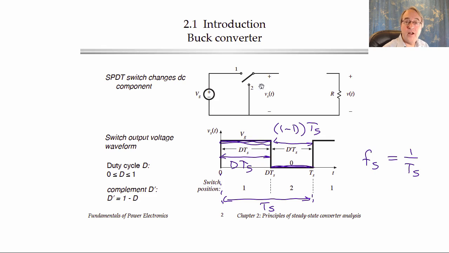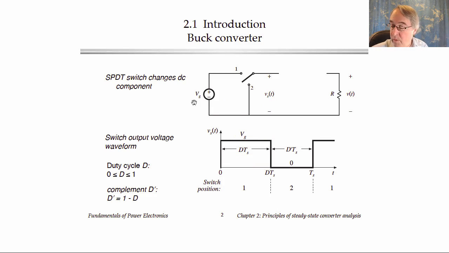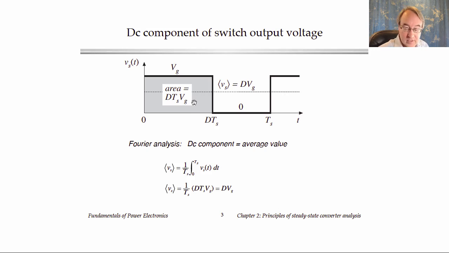Okay, what do we accomplish then with this switch? It reduces the DC component of the voltage so that Vs of t has a lower DC component than does Vg. We previously calculated this DC component using Fourier series. So from Fourier series, the DC component is found by integrating the waveform over one period and dividing by the period. And that's effectively finding the average value of the waveform.